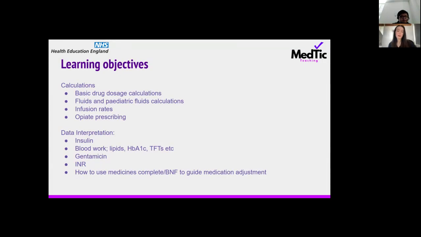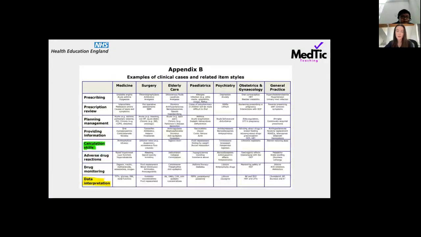Nice. So, if we go over the learning objectives again, we've covered all of that in the calculation section and a lot of it in the data interpretation section. I appreciate that it's a lot to take in, but hopefully it's been a good whistle-stop tour of all the things we hoped to cover at the start of the session. So this is again what we've covered: calculation skills and data interpretation. Just remember that it all links in with what you'd be revising for finals anyway, so it stretches across the whole curriculum.